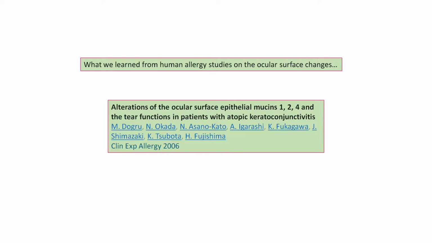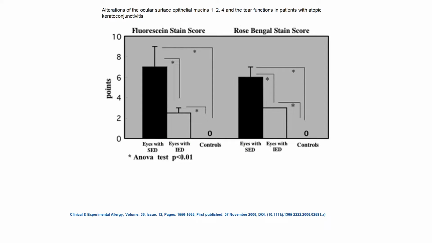The next step was to clarify the pathogenesis of the ocular surface disease in AKC, and that we attempted in two consecutive studies we published in Clinical and Experimental Allergy and Allergy journals. First, we noted that eyes with significant epithelial disease had significantly higher staining scores compared to eyes with insignificant epitheliopathy and controls.